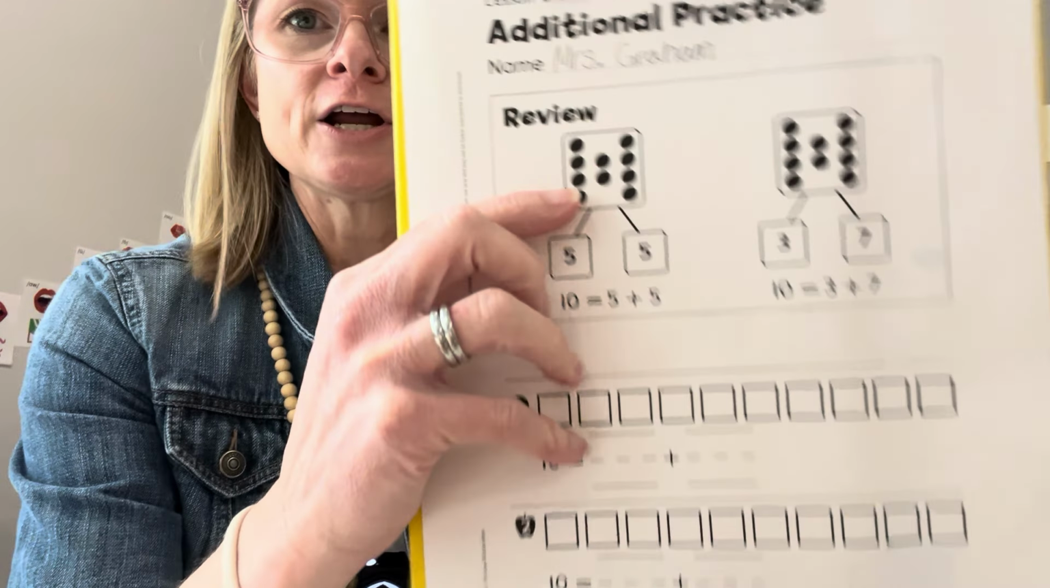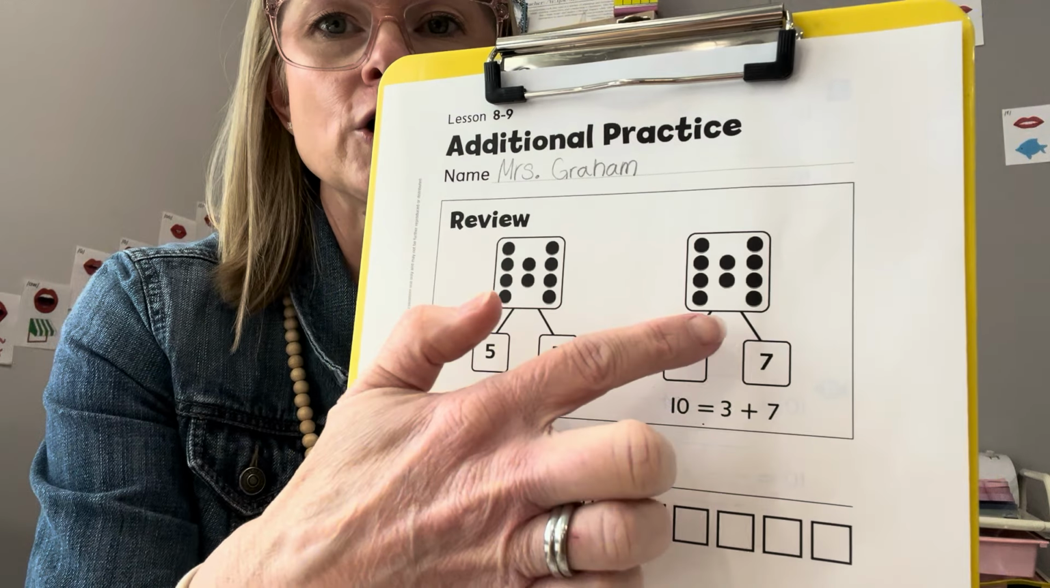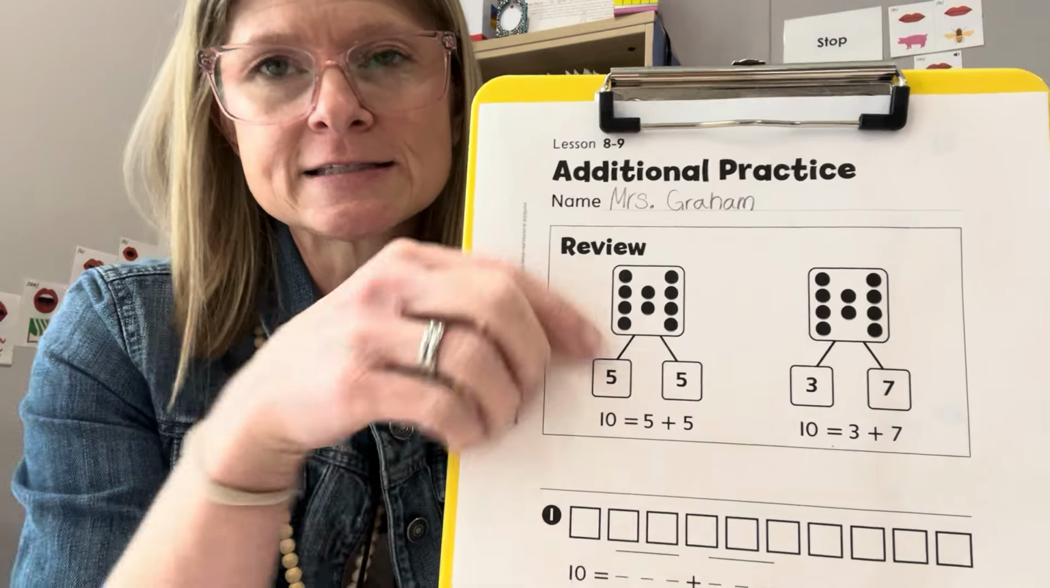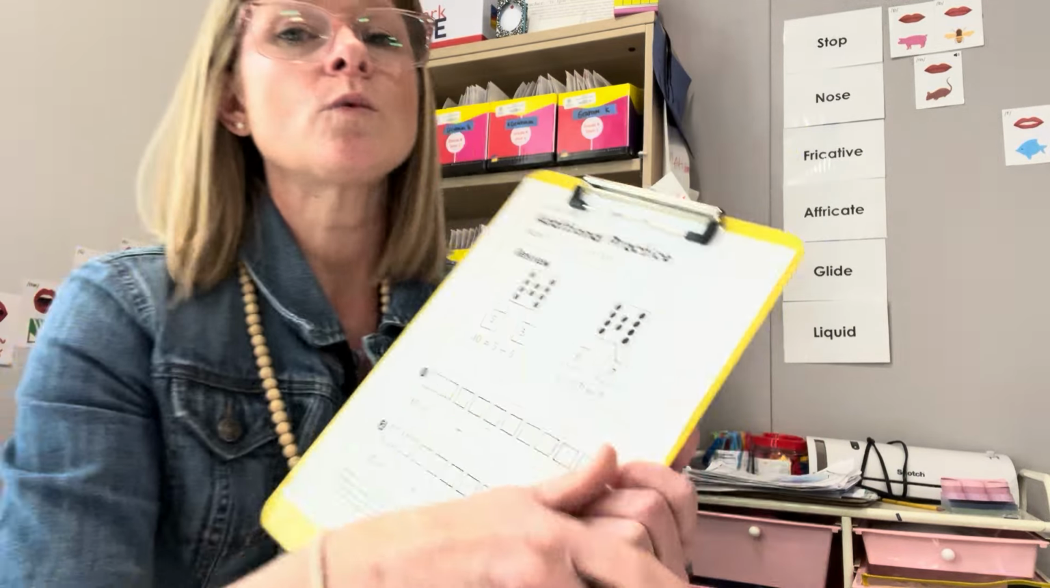Then from there, let's take a look at our review box. Remember, this is a box that just goes over what we've learned. You don't have to do anything in it unless I tell you I want you to for this lesson. For this, we're reviewing how to decompose 10. So what does the word decompose mean? It means to break apart.